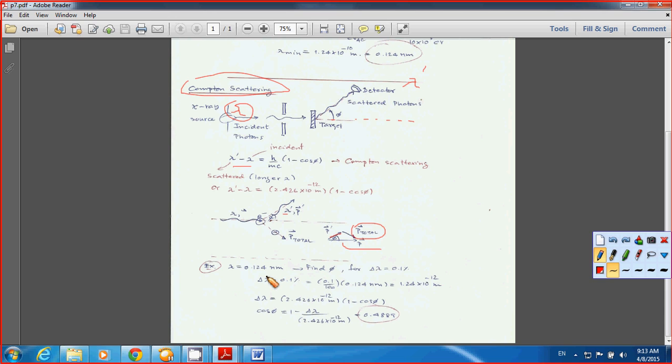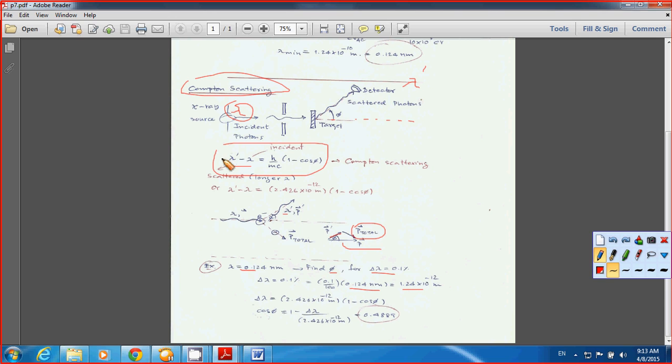Let's take a look at an example. If you have lambda equal to 0.2124 nanometer, you can find phi for delta lambda equal to 0.1%. This is simply work on math. When you have delta lambda equal to 0.1%, that means it's going to be equal to 1.24 times 10 to the negative 12 meter, because your lambda is 0.124 nanometer.